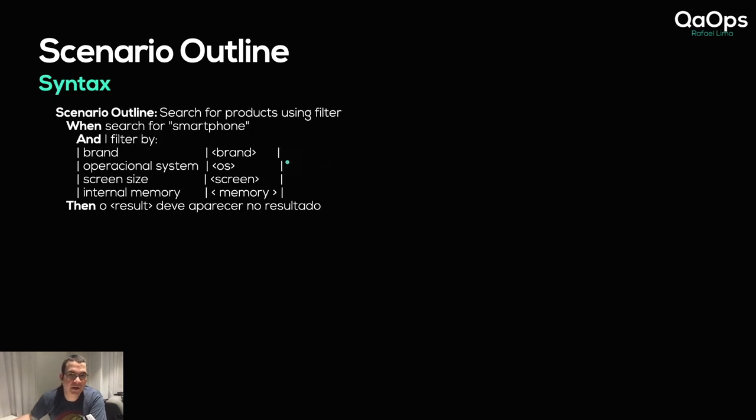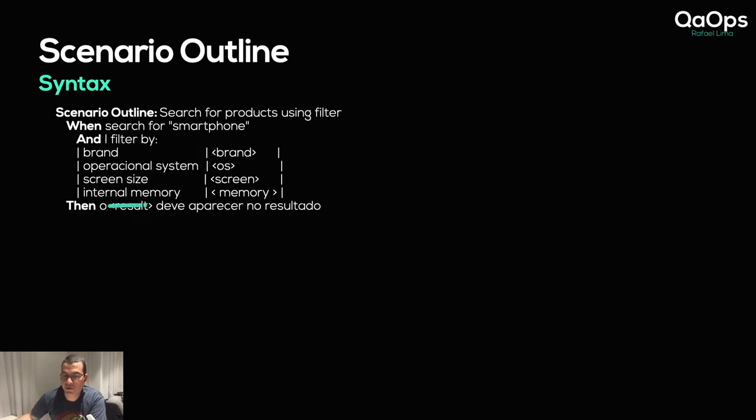So this is a scenario outline. We have our scenario, search by products used in filter, when I search for smartphone and I filter by, and then I have a table, which is a dictionary table where the keys are on the left and on the right are the values. But notice something, I don't have the actual values here. What I have is a variable between greater than and lesser than signs.